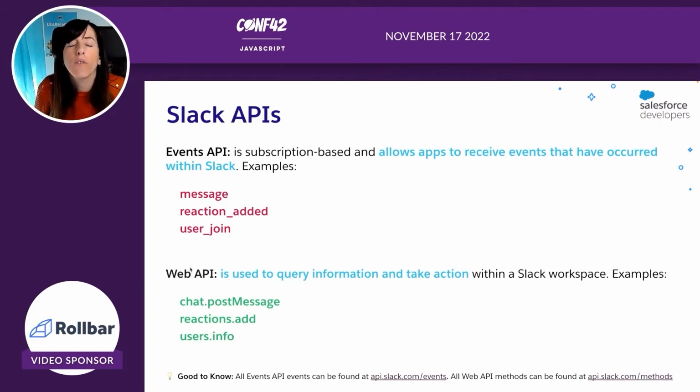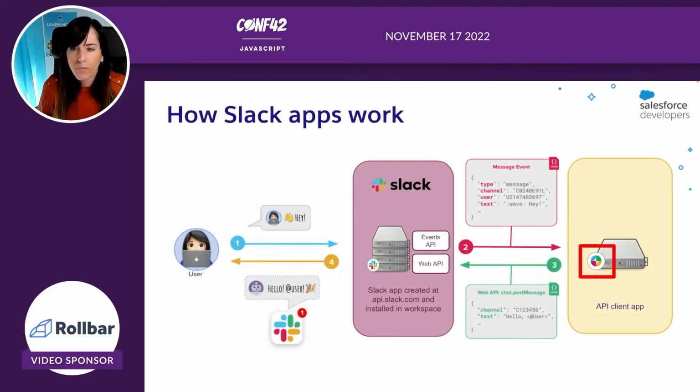And then we have the Web API, which allows you to take action on Slack. It allows you to post messages, to add reactions to messages, and also if you need to query some information, you can do it through the Web API. Here at the bottom, I leave you the URL in which you can find the documentation for those APIs.